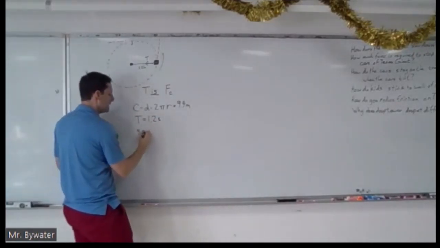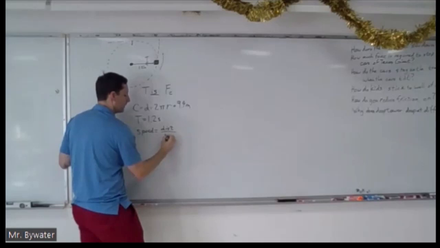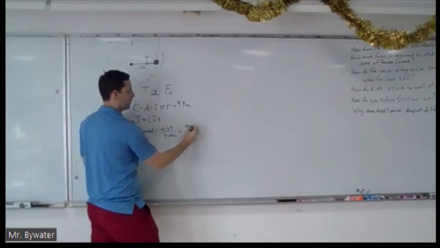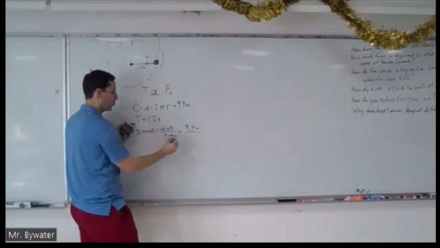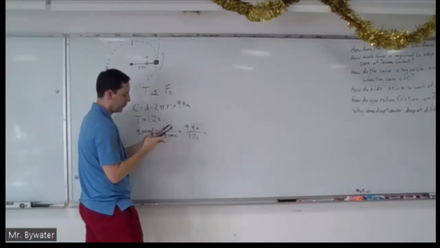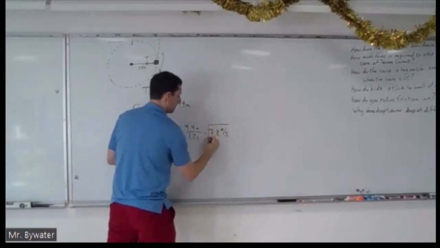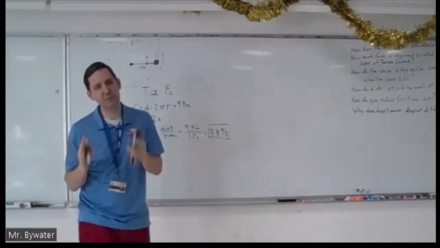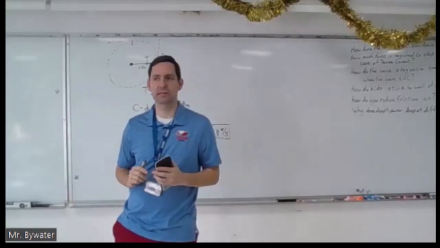Now, we know that speed is equal to distance over time. So the distance of one circle is 9.4 meters. The time of one circle is 1.2 seconds. And so if I do 9.4 divided by 1.2, I get 7.8 meters per second. And that's the speed of him going around the circle. Now, this is important because the speed is going to connect to the centripetal force and the centripetal acceleration.